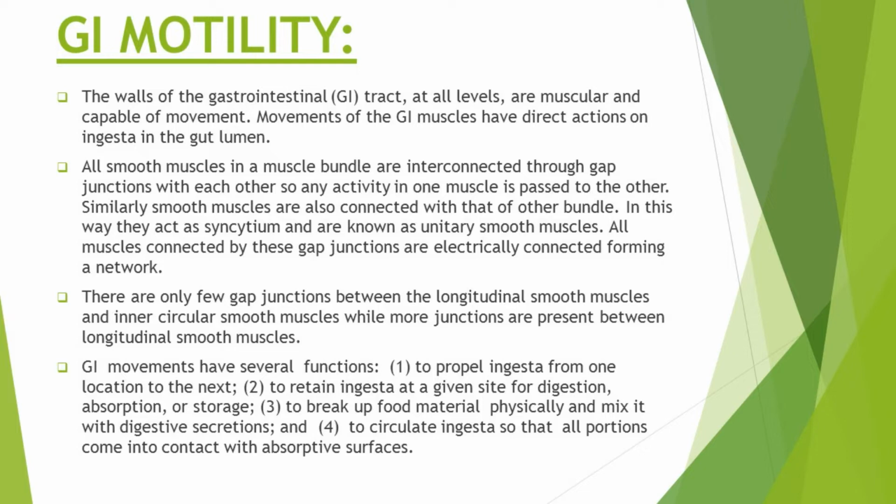As we know, the muscularis externa of the gastrointestinal wall is composed of outer longitudinal and inner circular smooth muscles. There are only a few gap junctions between the longitudinal smooth muscles and inner circular smooth muscles. On the other hand, there are more junctions between the longitudinal smooth muscles themselves. So longitudinal smooth muscles are better interconnected among themselves than circular smooth muscles. There are many gap junctions between the longitudinal smooth muscles, while between the longitudinal and circular smooth muscles only a few gap junctions are present.